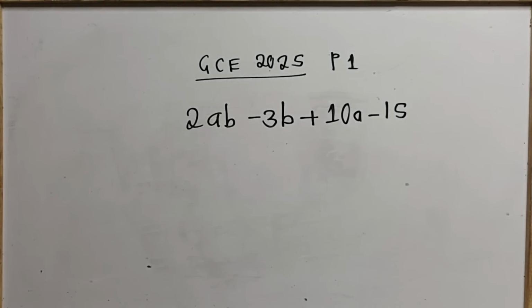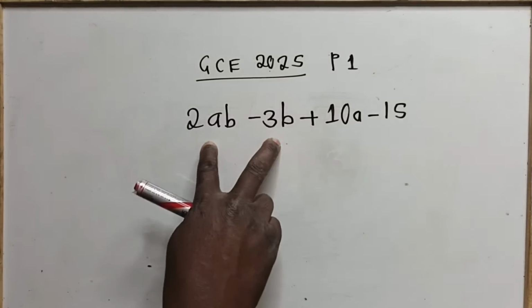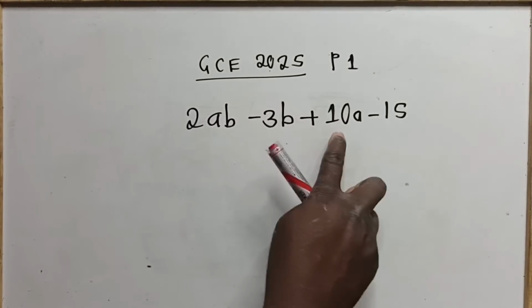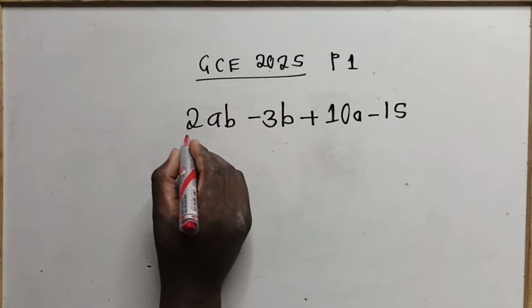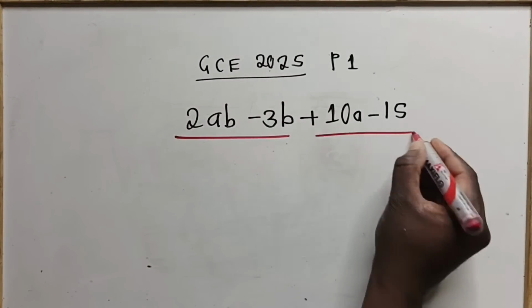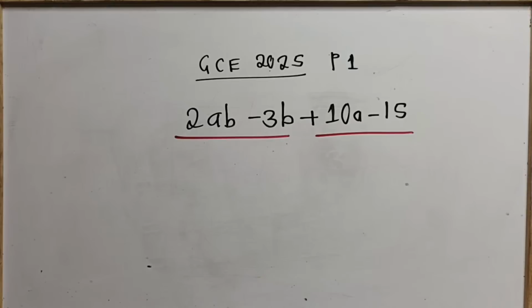So when they say factorize completely, so to factorize, there are how many terms? There are 4 terms. 1, 2, 3, 4. You first need to group them. So these two, these two. That's what we call factorize by grouping. Okay. Are you guys following?